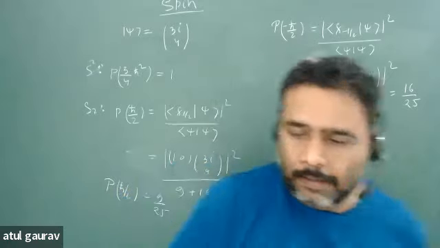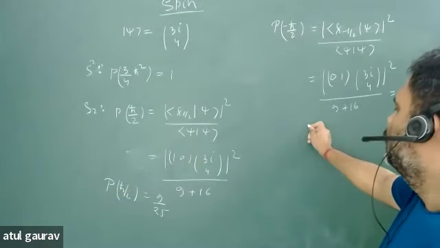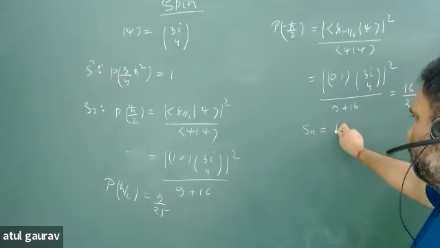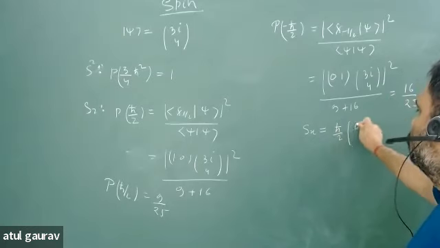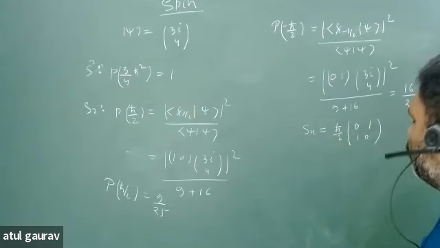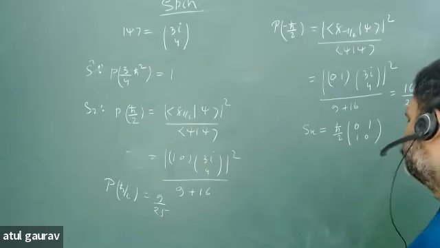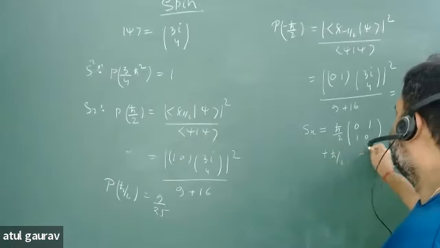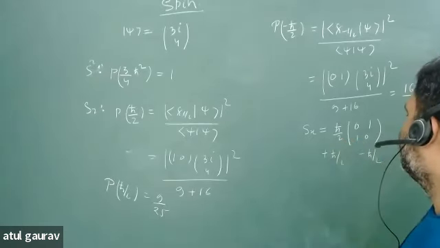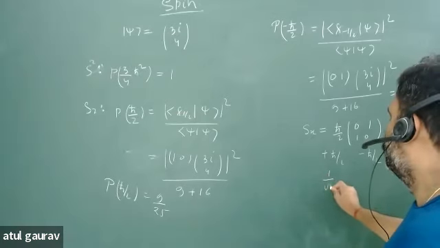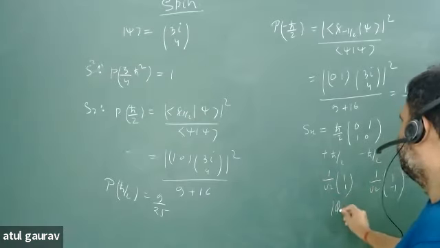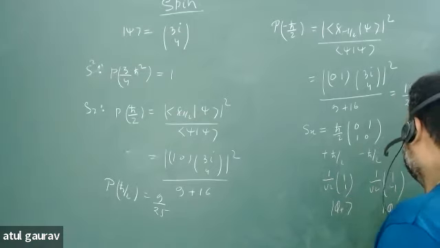So for the Sx operator, what is the Sx operator? h cut by 2 times (0 1; 1 0). And what are the eigenvalues? Plus minus h cut by 2. So the eigenvalues are plus h cut by 2 and minus h cut by 2. And what is the eigenvector for plus h cut by 2? It is 1 by root 2 (1, 1). And this is 1 by root 2 (1, minus 1). So I can write this one as chi plus and this one as chi minus. We can write like that, right?